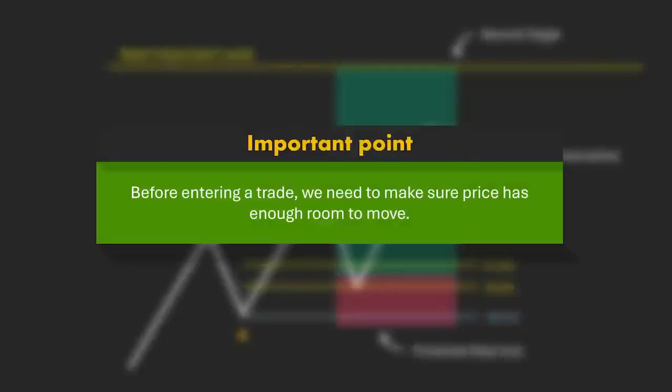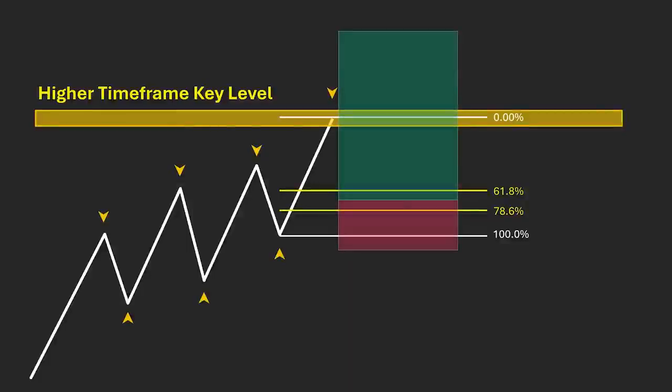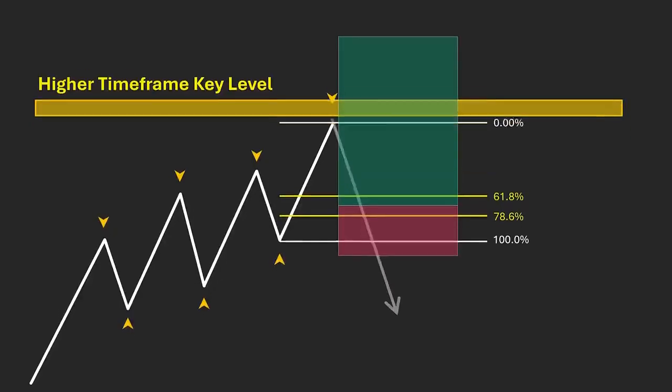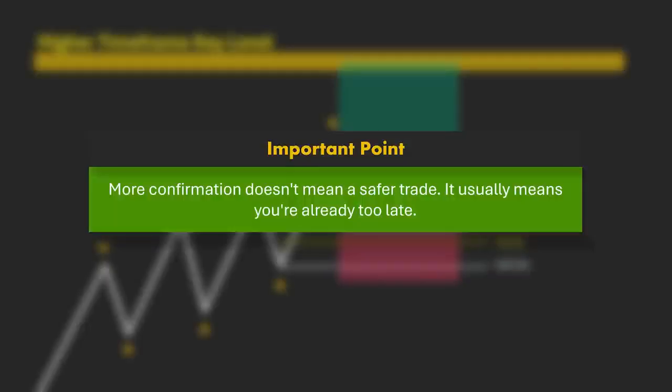However, before entering a trade, we need to make sure the price has enough room to move. If you switch to a higher time frame and see that the price is already inside or very close to a higher time frame supply zone, that zone can cause a reversal and stop us out. That's why we only take trades when there is enough distance between our entry and the nearest higher time frame supply or demand zone. Now, you might say that this is too simple to work, but remember, more confirmation doesn't mean a safer trade. It usually means you're already too late.